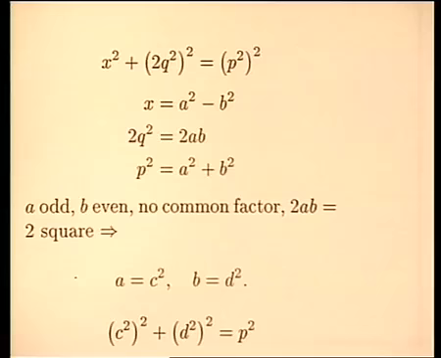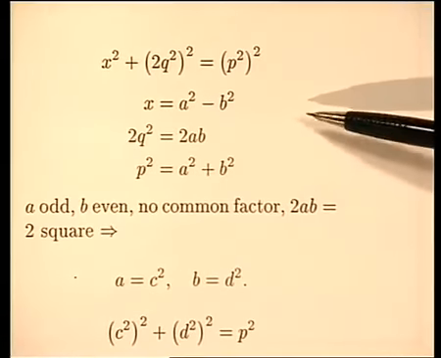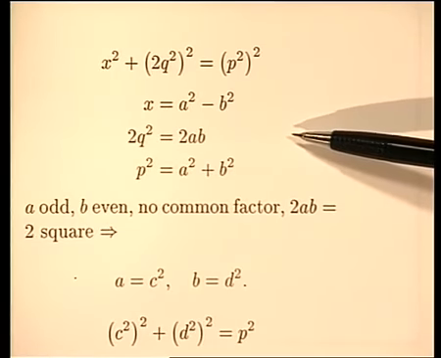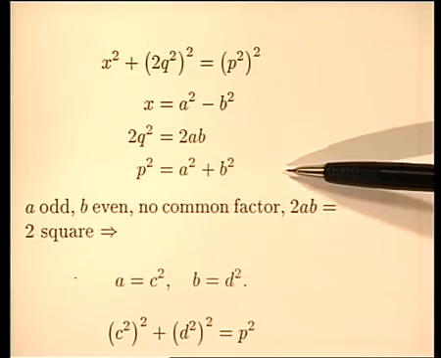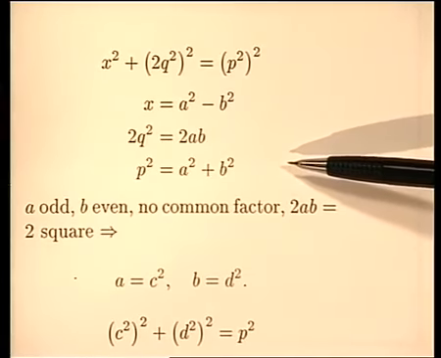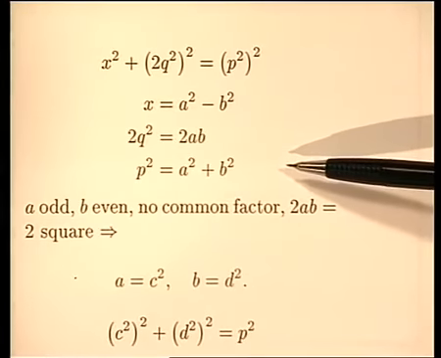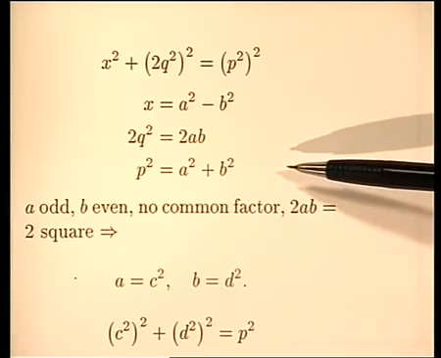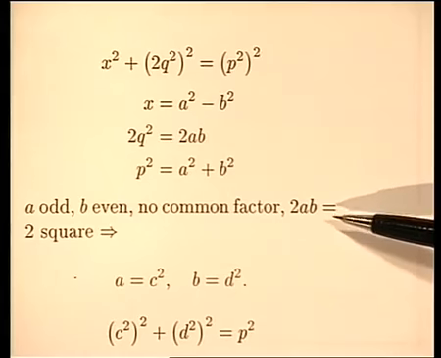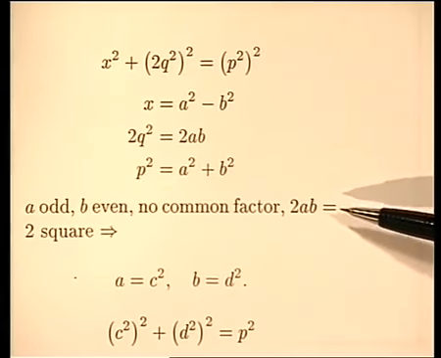So our original equation becomes x squared plus 2q squared, all squared, equals p squared, squared. And now this is again in the form that Diophantus had treated. We can write x as a squared minus b squared, 2q squared as 2ab, and p squared as a squared plus b squared, where again a and b are integers. Again, we can assume they have no common factor, since a factor in common between a and b would again give us a factor in common between x, y, and z. It turns out that a must be odd and b must be even.